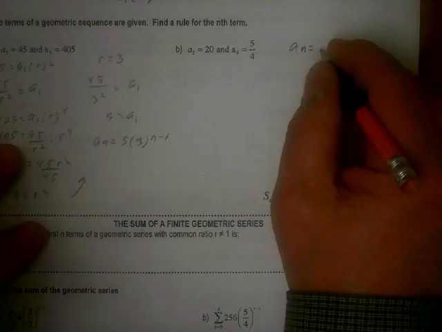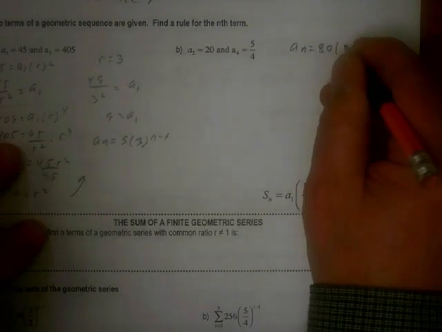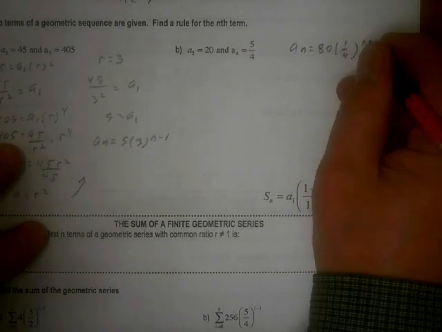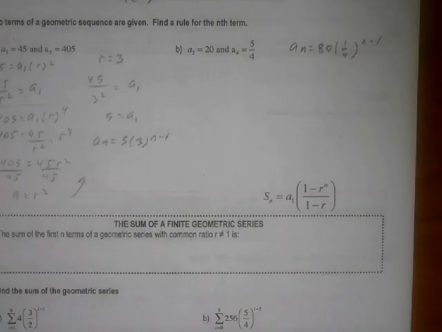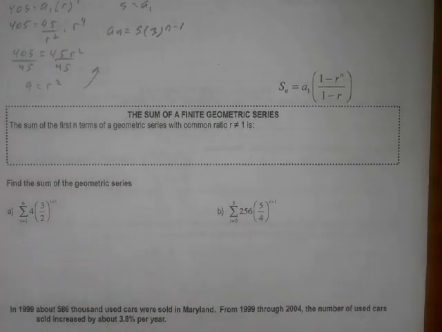I'll go ahead and do b, but I'm going to let you know the answer to b is going to be a sub n equals 80 times 1/4 raised to the n minus 1 power. But you're going to do it the same way.